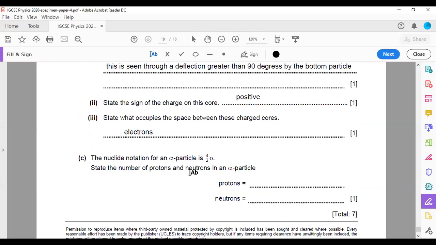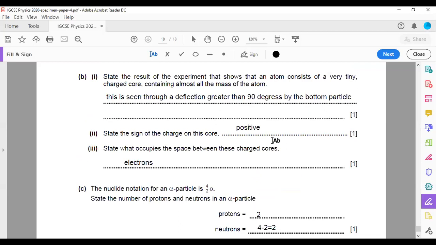State the number of protons and neutrons in an alpha particle. Protons is the bottom number, so we have 2 protons. Neutrons, top minus bottom, is going to be 4 minus 2. Your answer is 2. Good. So that's how we get the protons and the neutrons. Everyone okay with this so far? Especially IGCSE students.